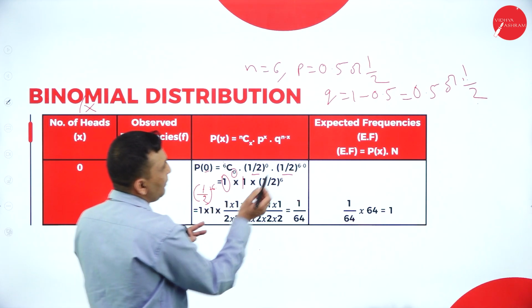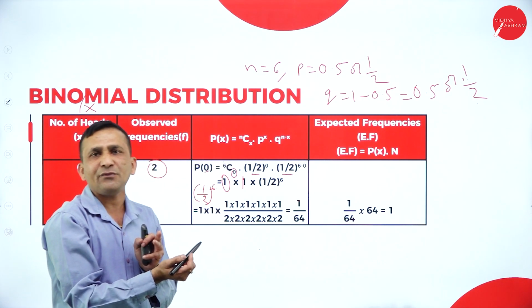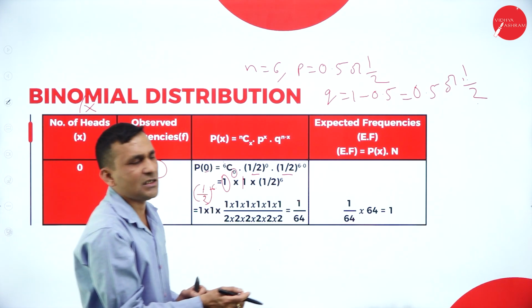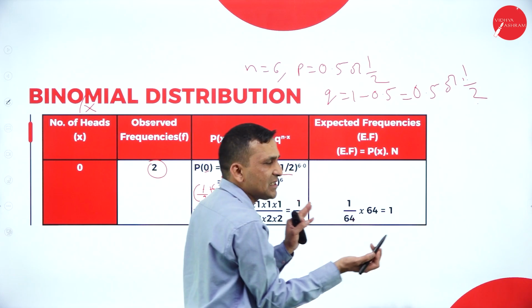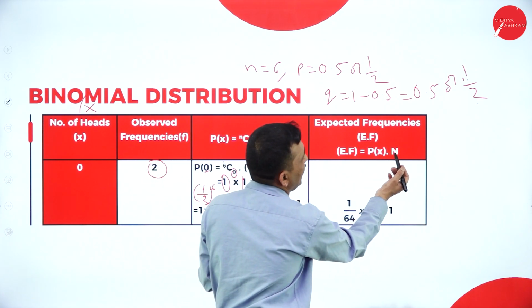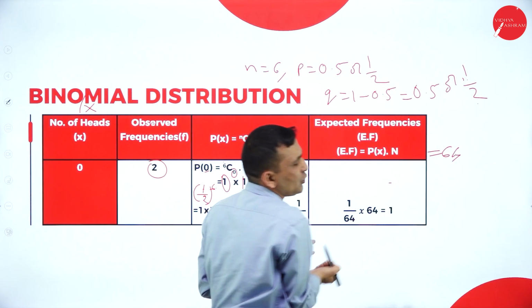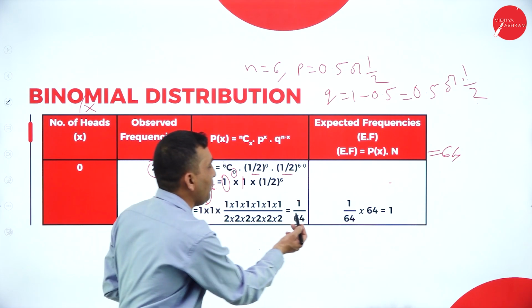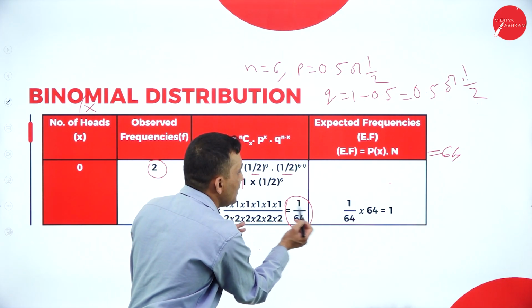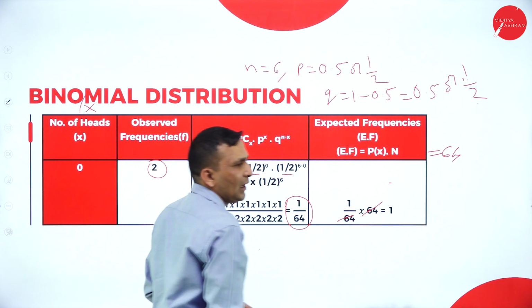Now we need to get the expected frequency. Why are we doing this for expected frequency? Just to fit a binomial distribution. The formula is very simple. Just now we got the value of P of x. Now you have to multiply by the total frequency. In the problem, the total frequency is 64. We multiply, and 64 cancels directly, giving 1.